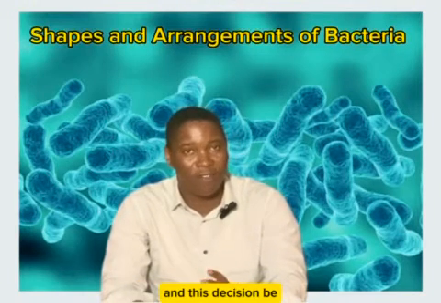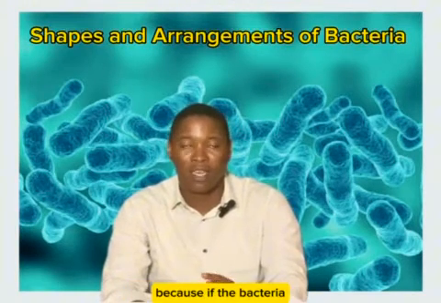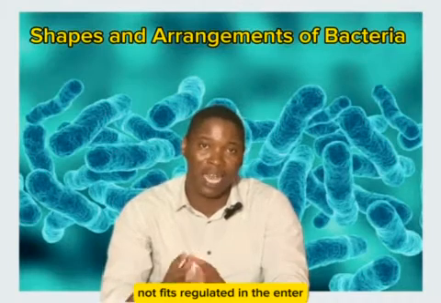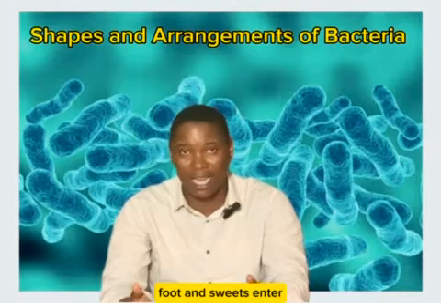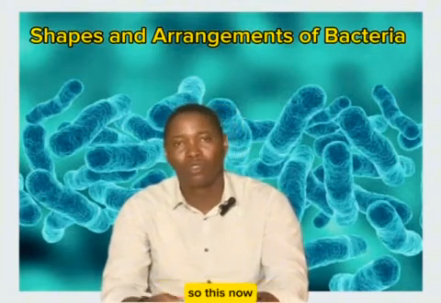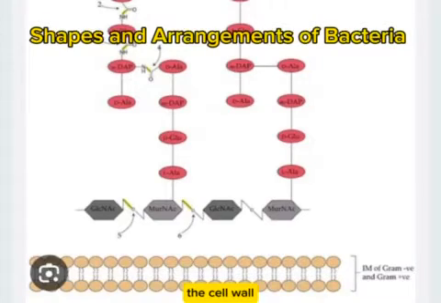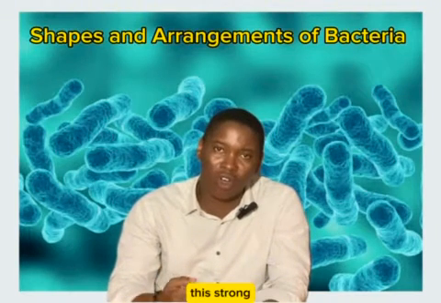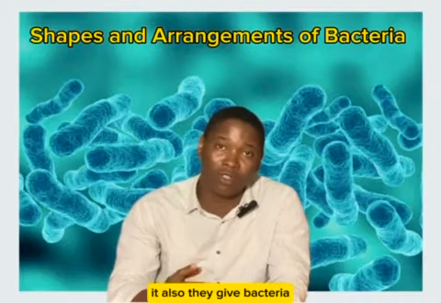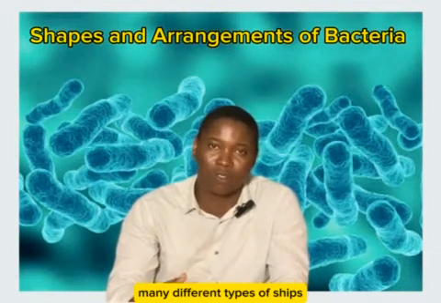And this decision dey very important for the bacteria, because if the bacteria no fit regulate wetin dey enter and wetin dey comot, the bacteria go quick die because harmful things fit enter into the bacterial cell. So this na the work of the cell wall, and this one dey important. We dey talk say the cell wall dey selectively permeable. This one dey important to know. Now this cell wall also e dey rigid, e dey strong, so it also dey give bacteria many different types of shapes.